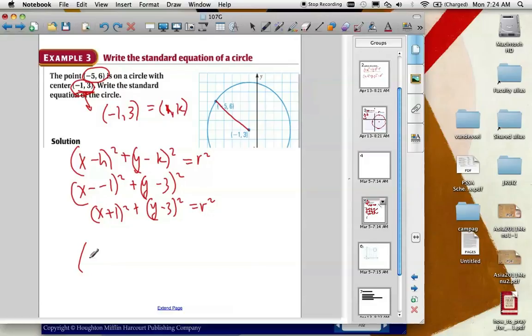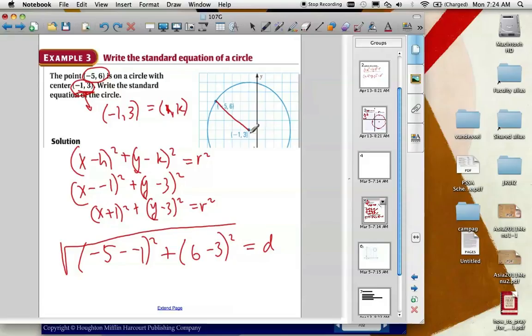We're going to use the distance formula, so minus 5 minus -1. I don't know why I'm writing everything wrong here. -5 minus -1 squared plus 6 minus 3 squared equals d, the distance. I want to find the distance, which, again, the distance formula gives us what the radius is, because how far is it from here to here? Use the distance formula. So we solve, we get -5 plus 1 squared plus 3 squared.